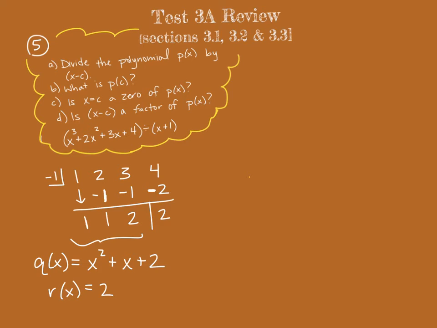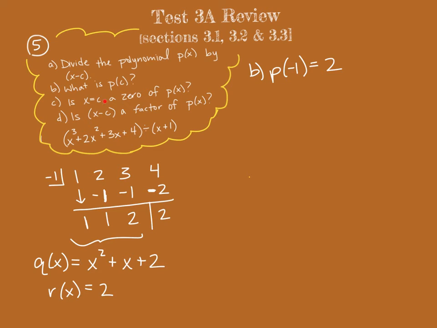So we divided. Part B is asking us about the remainder theorem, which tells us that if we were to plug in -1, we would get whatever the remainder was, which in this case is 2. Could you plug in -1? Sure, it's a lot more work.